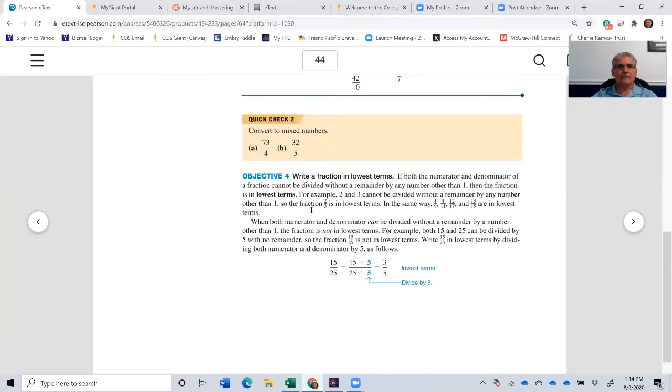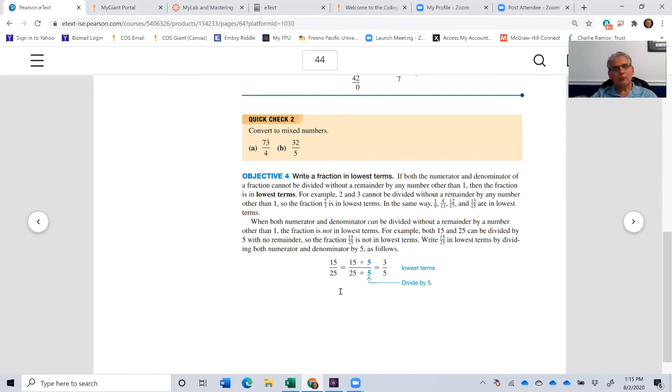The next objective is to write a fraction in its lowest terms. You may have an example here where 15 over 25, that's definitely a fraction, but you may be able to automatically see this. In some cases we can, in some cases we can't, but in this case we can see that both of the numbers on the right side end with 5, which tells us that both of these numbers can be divisible by 5.